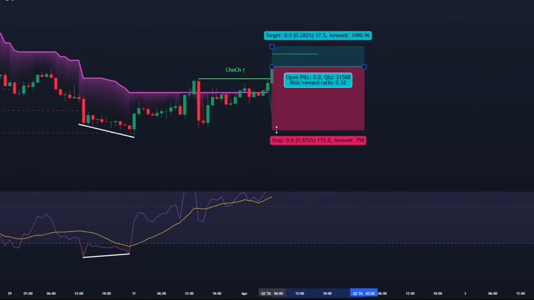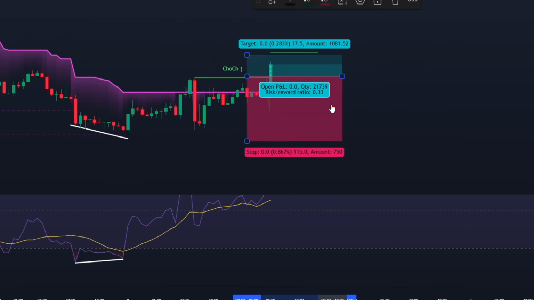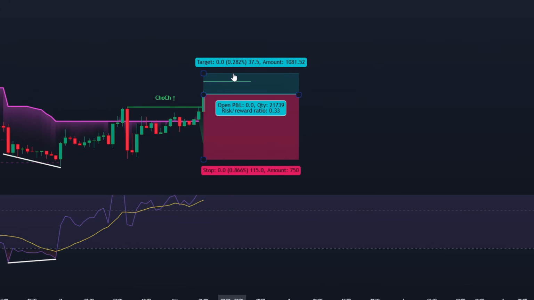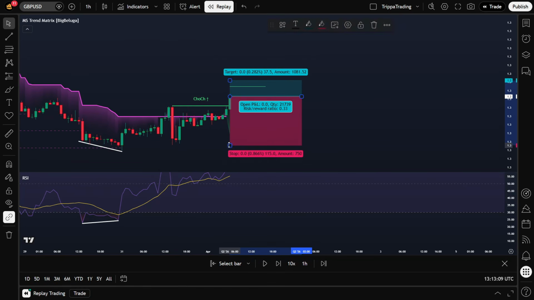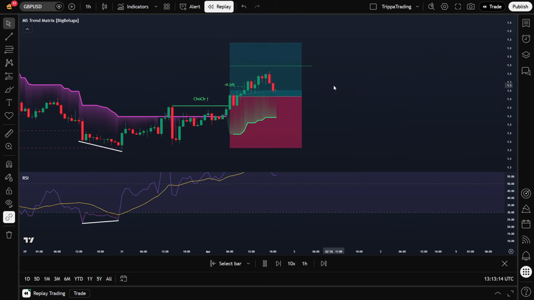At that point, in practice, you could enter a buy trade on the next candle open. For the initial stop loss, place it below the low of the divergence pattern. Then use the ATR trailing line to manage the trade as it develops.